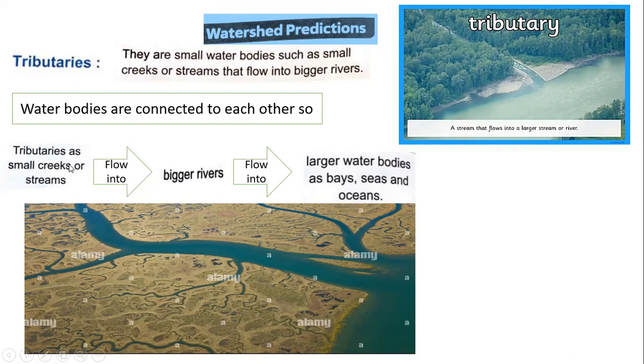So water bodies are connected to each other. Tributaries flow into rivers and the river flows into the sea. خلاص عشان لو جه سؤال تبقى عارف. So we start with tributary that flows into river and the river flows into a sea or ocean. سهلة. Tributary, river, sea or ocean. Tributary, small creeks flow into a bigger river, and the river flows into ocean or sea.